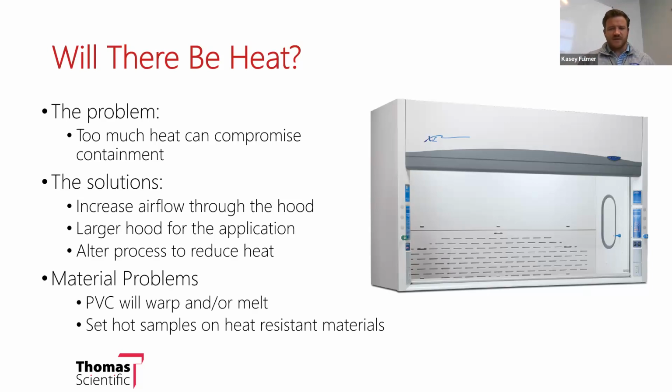And then, as I mentioned a little bit in the previous slide, there's a material problem with heat. If you are using a lot of heat, PVC will warp and or melt, especially if you're using a hot plate and you're heating samples up really hot. We know that sometimes in a lot of applications, this heat is greater than 400 degrees Celsius. It is very, very hot. PVC melts at 60 degrees Celsius. So it's not a very high threshold to break. So if you have heat right next to the liner, it will start to warp it.